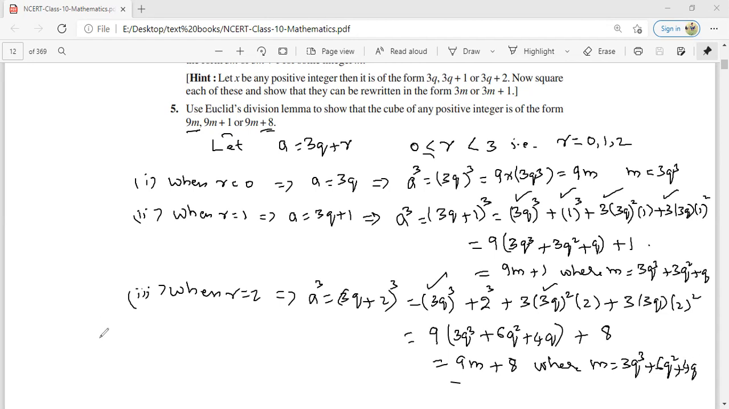Now at last also write, therefore the cube of any positive integer is of the form, hence proved that the cube of any positive integer is of the form 9M, 9M plus 1, 9M plus 8.